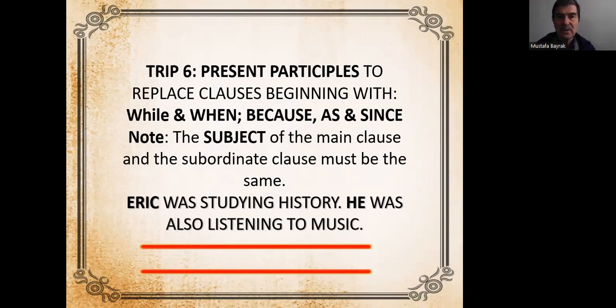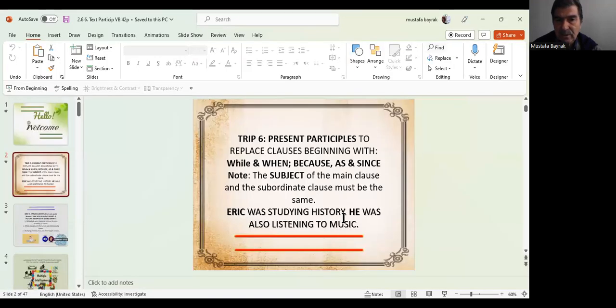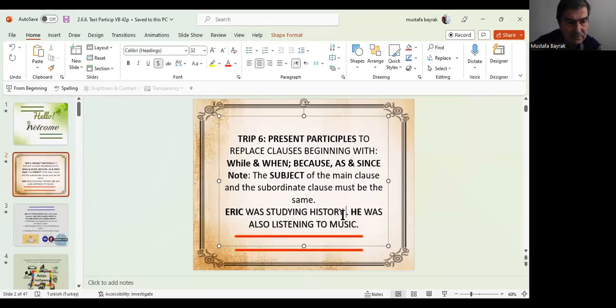Now, we use present participles to replace clauses beginning with while, when, because, as, since, etc. Note, the subject of the main clause and the subordinate clause must be the same. For example, here are two complete sentences with subject, verb, object. Eric was studying history. Yesterday, Eric was studying history.